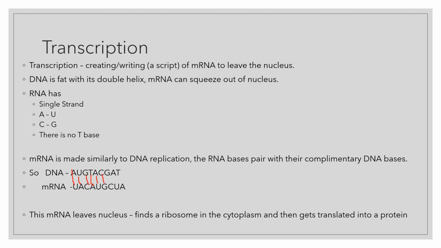C's would pair with a G. G's would pair with a C. A's would pair with a U. And T's would pair with an A. So notice in our mRNA strand, we have no T's. This strand is then able to leave the nucleus and can find a ribosome in the cytoplasm to get translated into a protein.